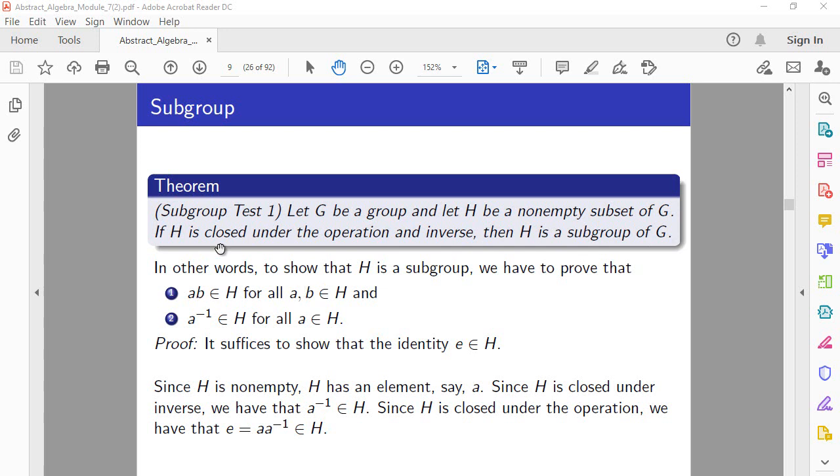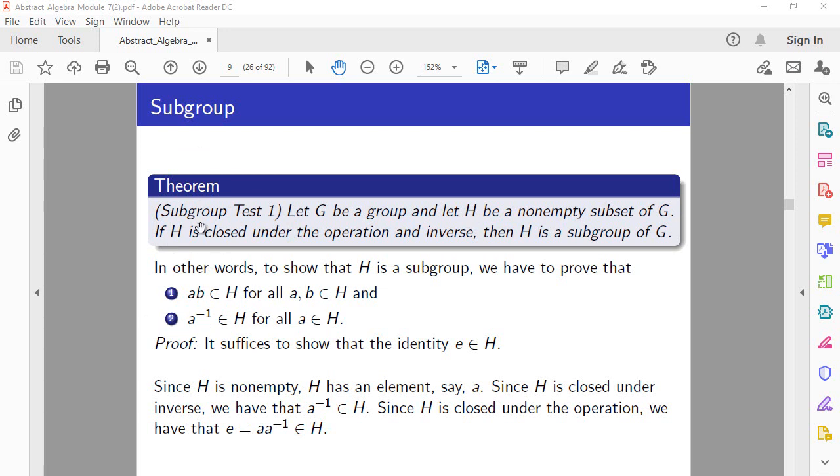In other words, to show that H is a subgroup, according to this test, all we have to show is: one, AB is in H for all A, B in H, and two, A inverse is in H whenever A is in H. So this test tells us that to show that a non-empty subset H is a subgroup of a group G, it's enough to prove 1 and 2.